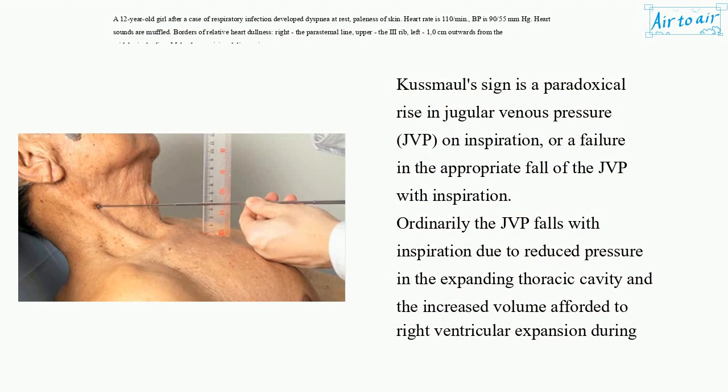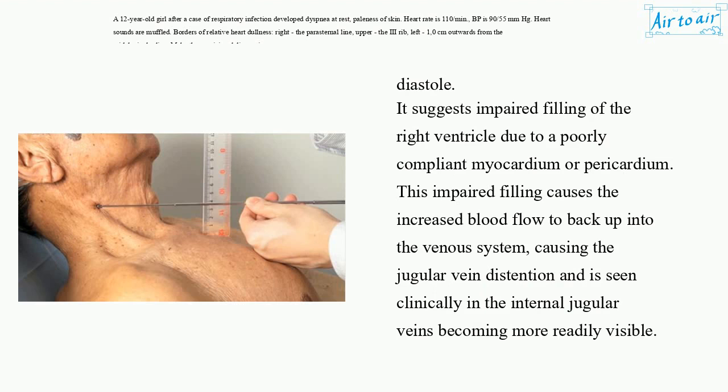Ordinarily the JVP falls with inspiration due to reduced pressure in the expanding thoracic cavity and the increased volume afforded to right ventricular expansion during diastole. It suggests impaired filling of the right ventricle due to a poorly compliant myocardium or pericardium. This impaired filling causes the increased blood flow to back up into the venous system, causing the jugular vein distension, and is seen clinically in the internal jugular veins becoming more readily visible.